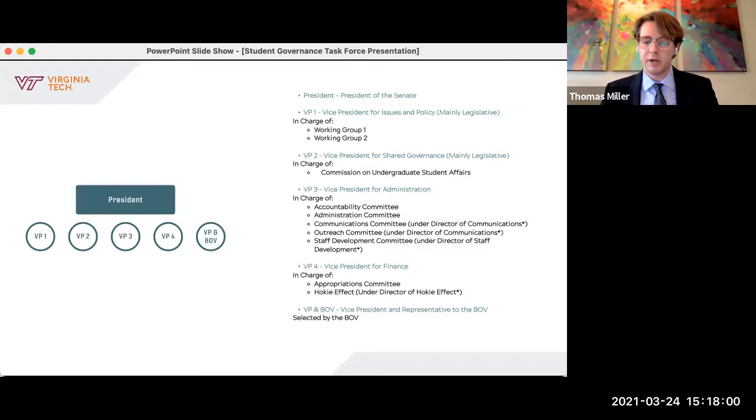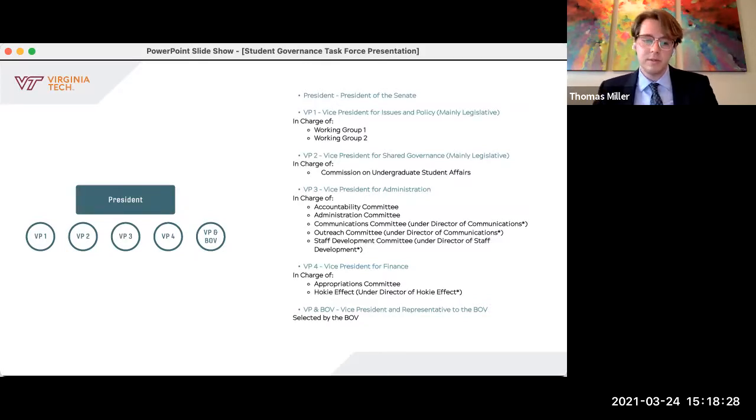The last important point I'll talk about is that all of these positions will be paid. That is a new idea that's common amongst our peer universities, but it has not been tried yet at Virginia Tech. And we think to create equal access to these positions for all types of students, making them paid with a stipend will allow all students to get involved in leadership in student governance when before they could not, mainly for financial reasons.